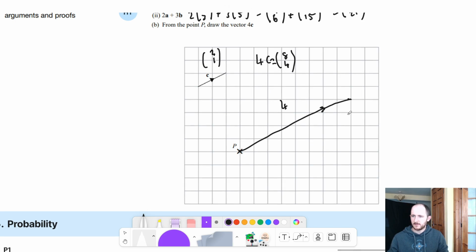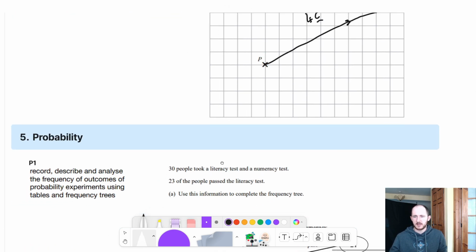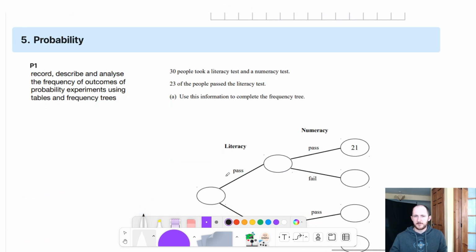joining them. That's it. The only other thing, by the way, is I've underlined it because C is a vector, so we tend to underline vectors. If you notice, they actually write them in bold, but I can't write in bold, and neither can you. So unless you're typing it, I would recommend underlining it.